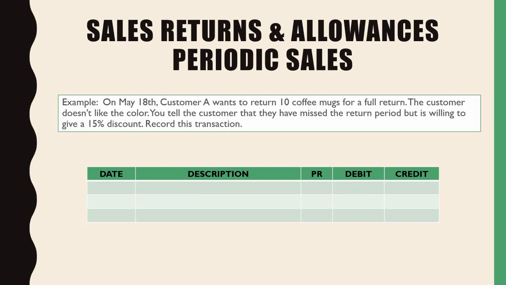Now let's go ahead and record this transaction. Because they were attempting to return 10 of those mugs, but we said no to them, and instead of giving them a full refund, we gave them a 15% discount. So in this case, we're going to identify that we have a sales returns and allowances. Of course, we still have to give a portion of the sales tax money back. And we are going to give them cash.